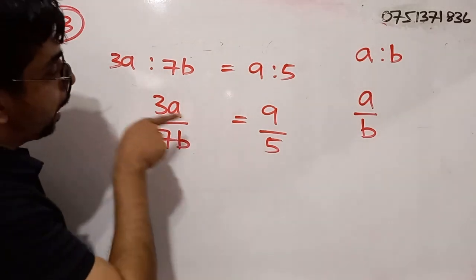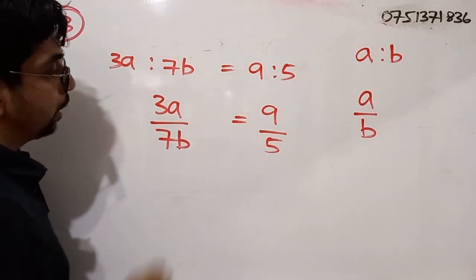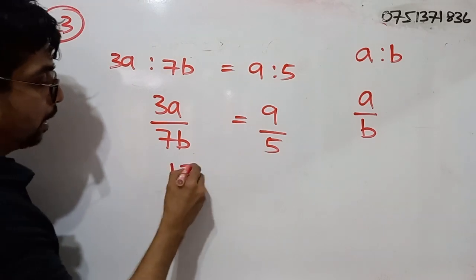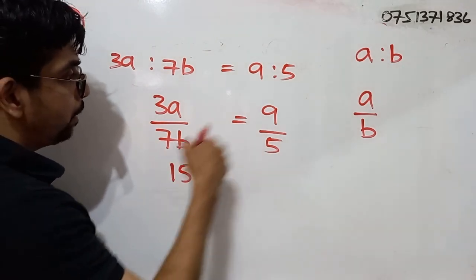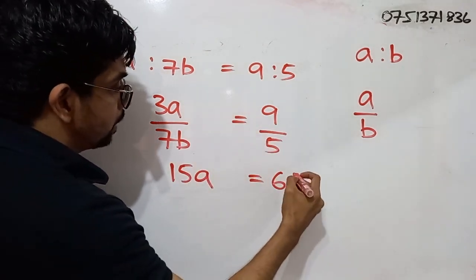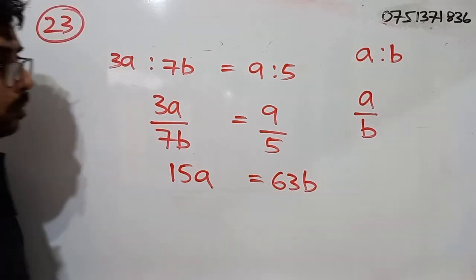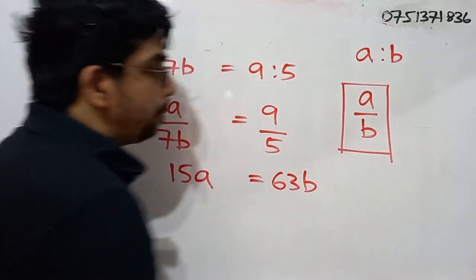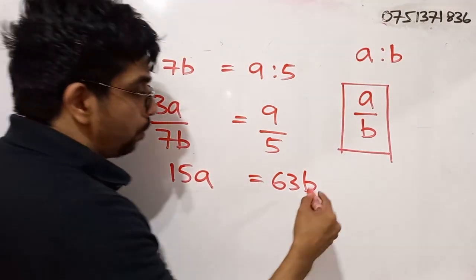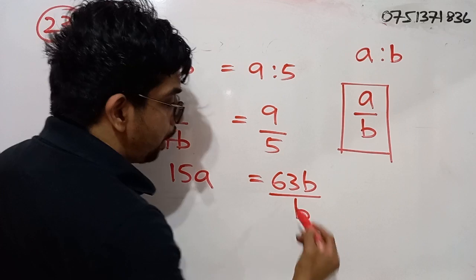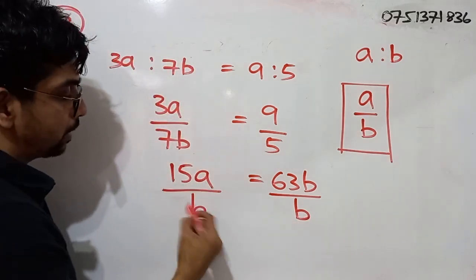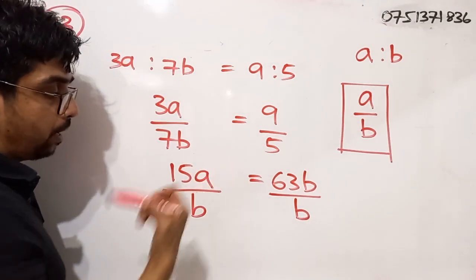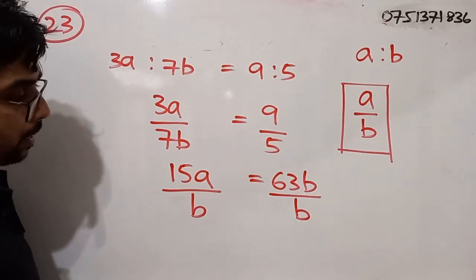So here we will cross multiply. 3a into 5, what is that? 15a. 7b into 9, what is that? 63b. Now, what are we trying to do? We are trying to get a divided by b. So we will divide this side by b, do the same thing on the other side. Then what do we get? A divided by b.